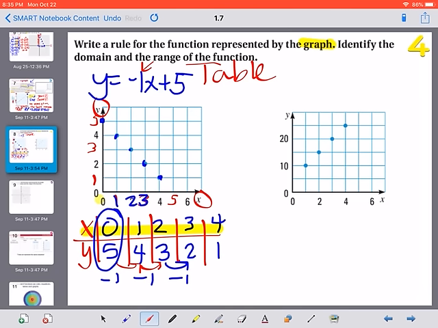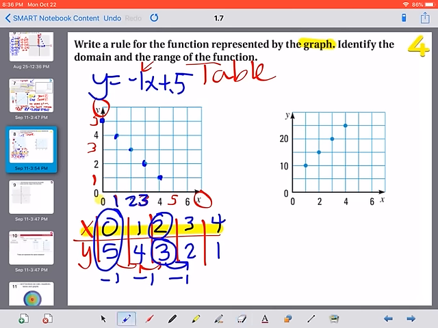So if you want to test one out, let's just pick one. If I plug in a 2, negative 1 times 2 would give me negative 2, so I'd have to add 5 more to get to 3. So there's our function, negative 1x plus 5.